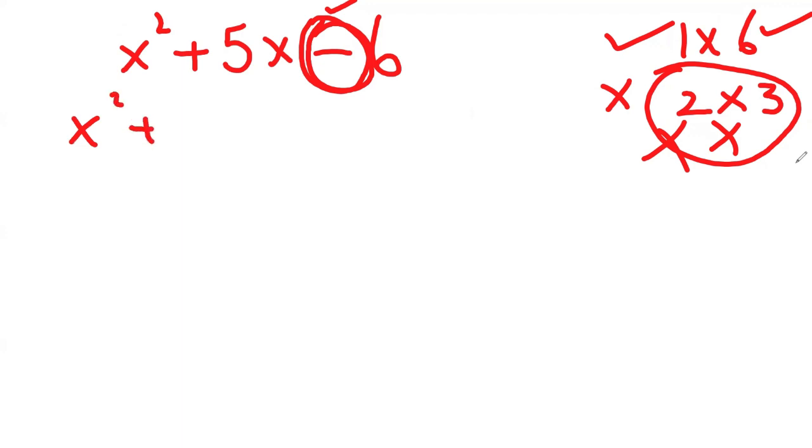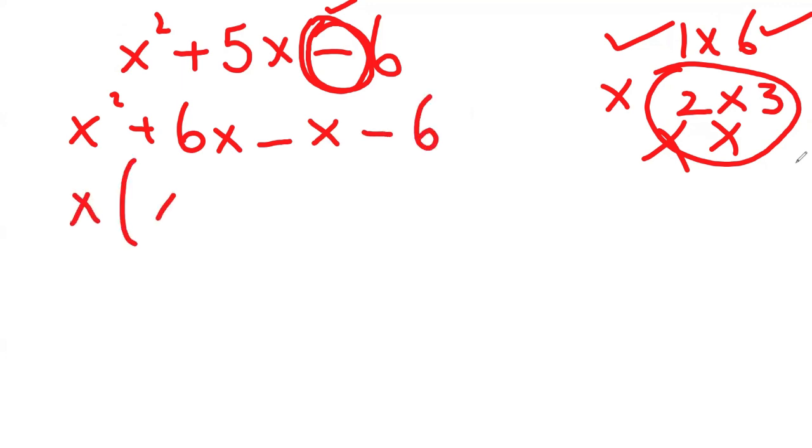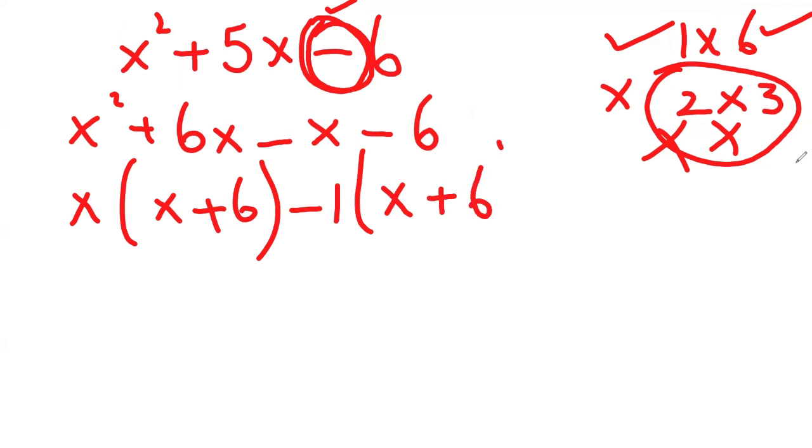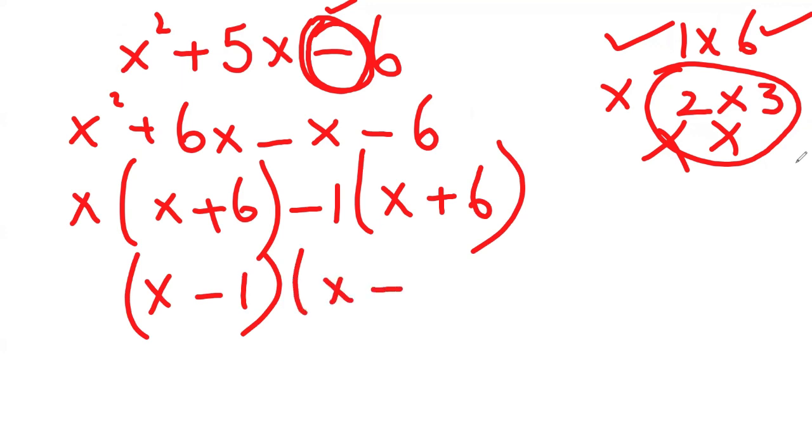X squared plus 6x minus x minus 6. So x is a common factor here, x plus 6 is left. Minus 1 is a common factor. Again, x plus 6 is left. So x minus 1 and x plus 6. These are the factors of this quadratic expression, x squared plus 5x minus 6. This is the answer, x minus 1 and x plus 6.